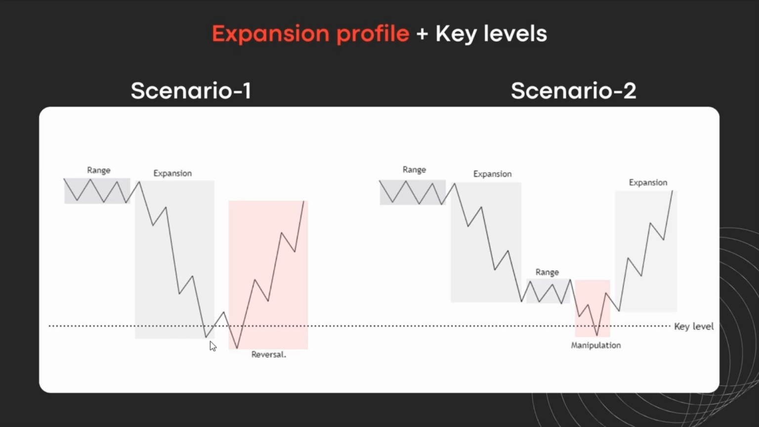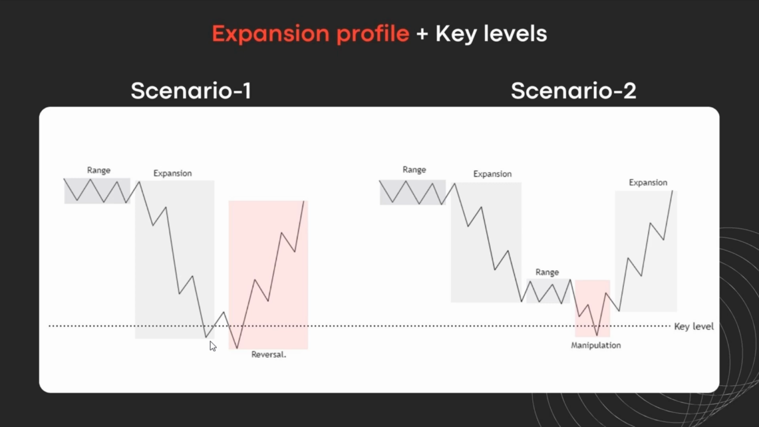So you can see that we are adding filters to our understanding of market profiles. So before we could have expected three possible outcomes, and now we brought it down to a single one based on market profiling and key levels, right?